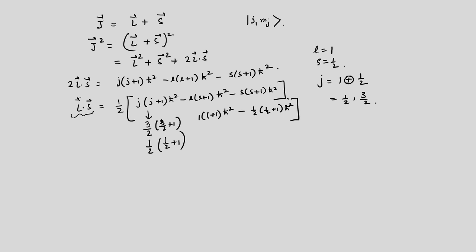So, in presence of the spin orbit coupling, the states which were earlier degenerate now split up into these two states, and there is going to be a sort of energy difference between the states. Okay, in plain and simple language, this is the spin orbit coupling.